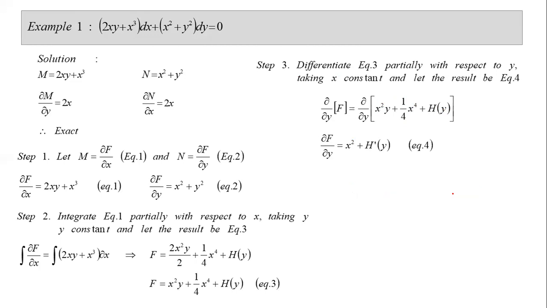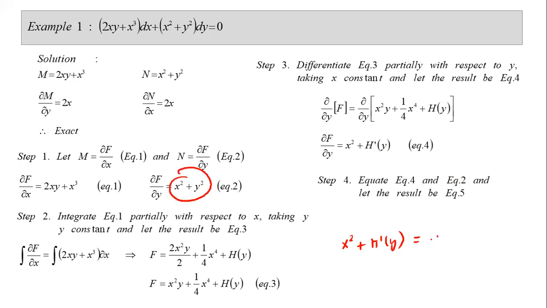Then step 4, equate equation 4 to equation 2. So equation 4 is x squared plus h prime of y, and it equals equation 2, which is x squared plus y squared. Then you simplify. You can take this out, so when subtracted, x squared becomes 0, meaning h prime of y is equal to y squared. So x squared plus y squared equals x squared plus h prime of y, and then you'll have y squared equals h prime of y.